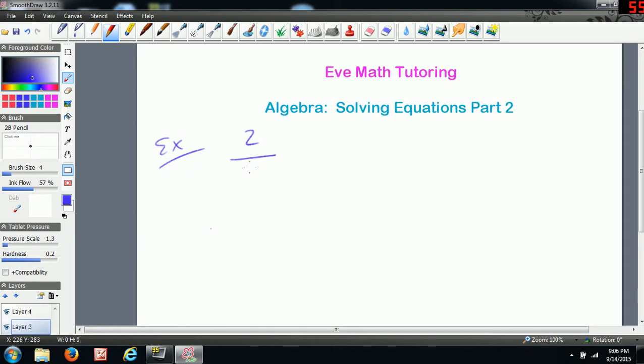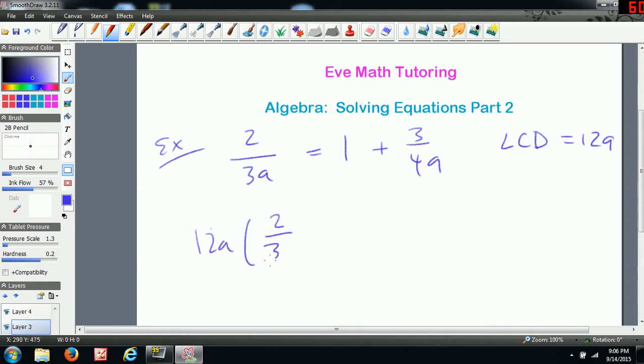Say we have the following equation and we want to solve. So over here, our lowest common denominator is 12a. That's the number that would divide out 3 and 4, 12, and then a divides itself. So we multiply everything by 12a. This is an a.